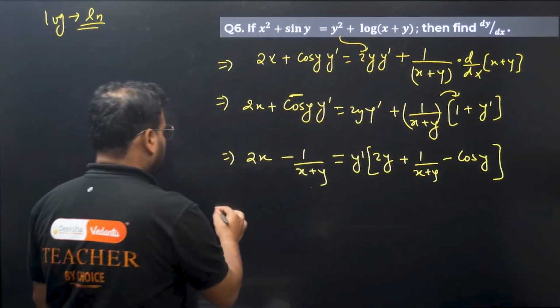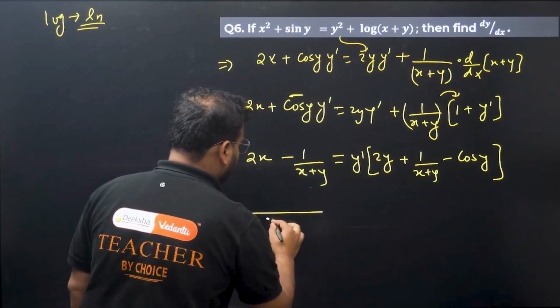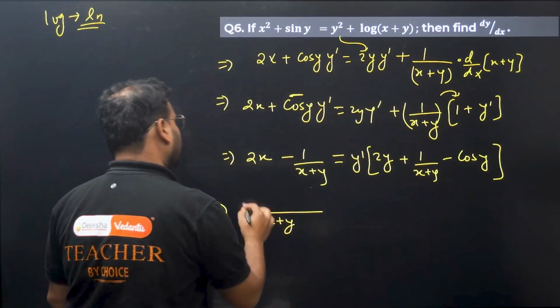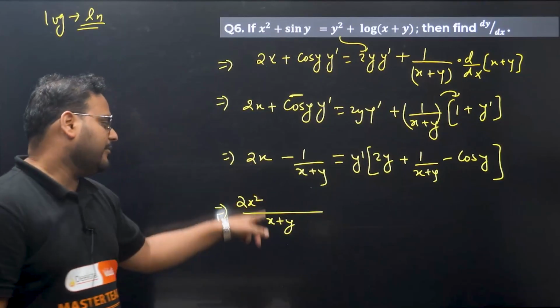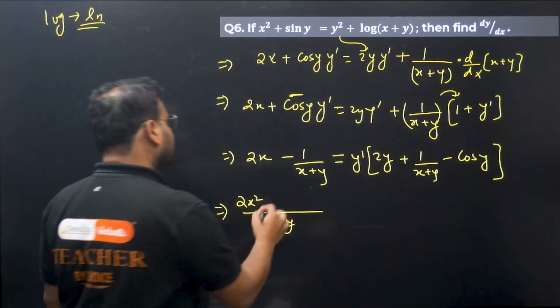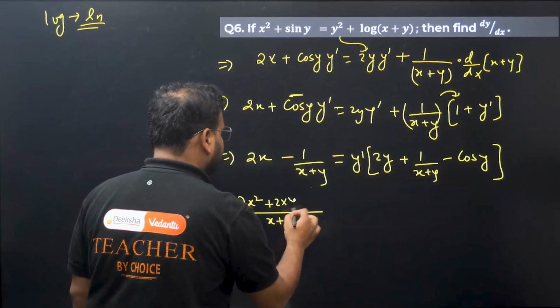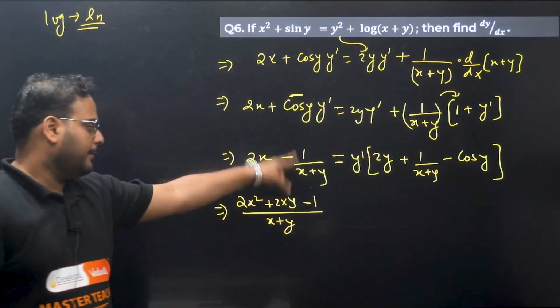No. Have to take the LCM also. LCM will become over here what? X plus y. So this will become 2 times of x with this. So it will become 2x square. 2x multiplied with x is 2x square and 2x multiplied with y is 2xy. And of course there's a minus sign. There's a minus 1 sign as it is.